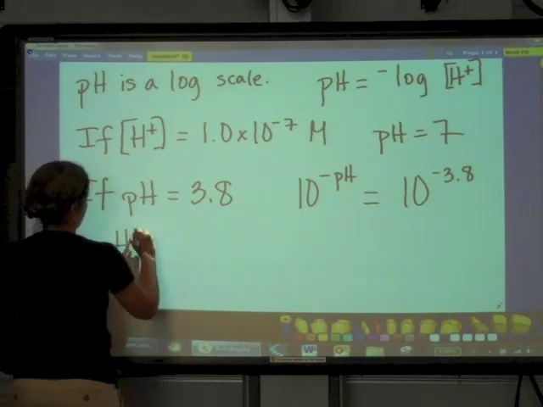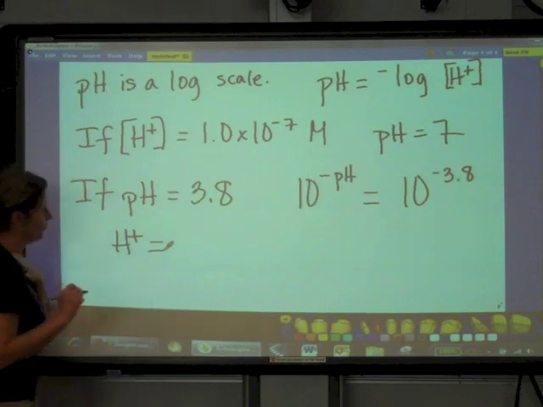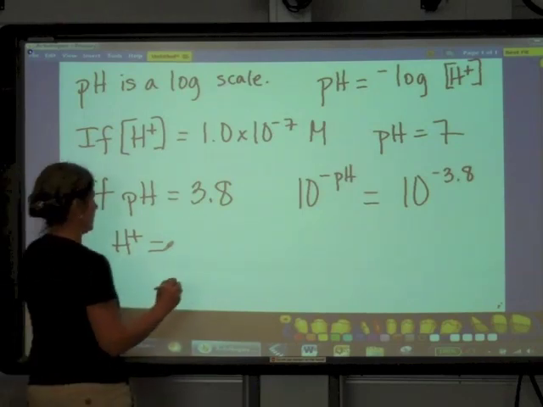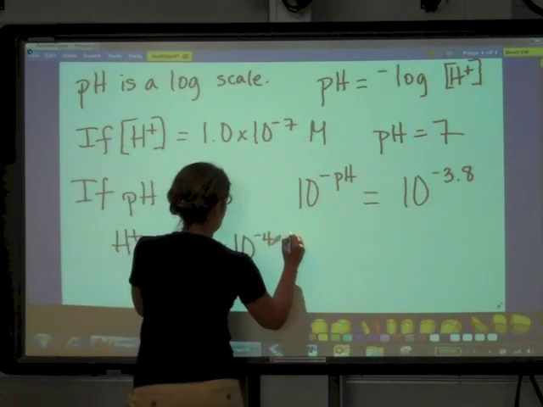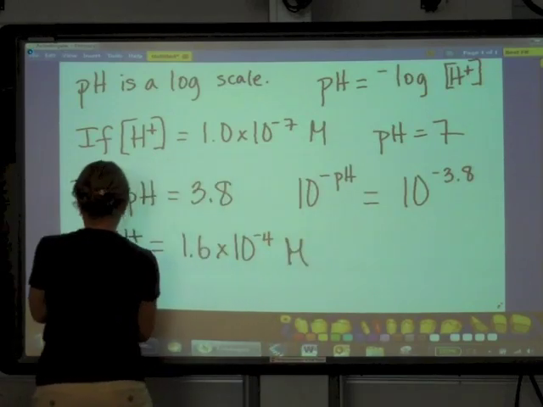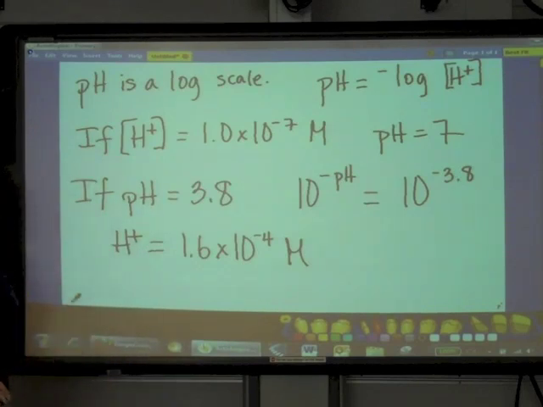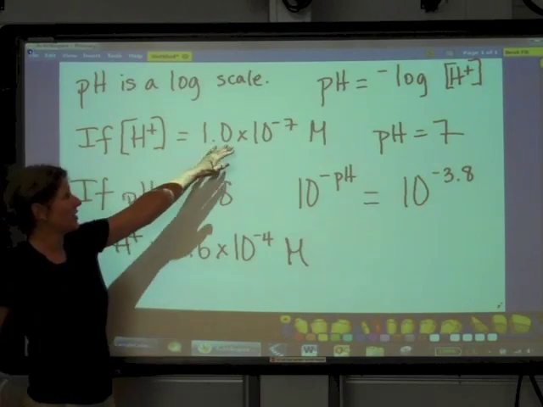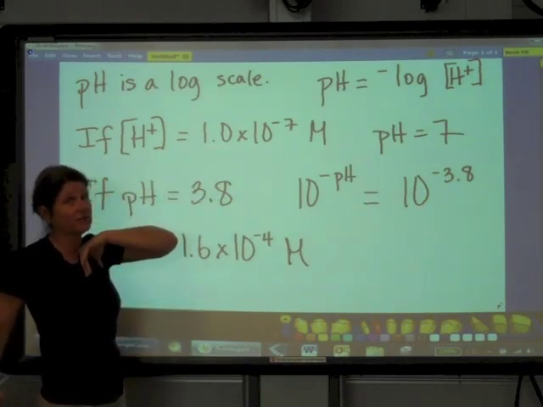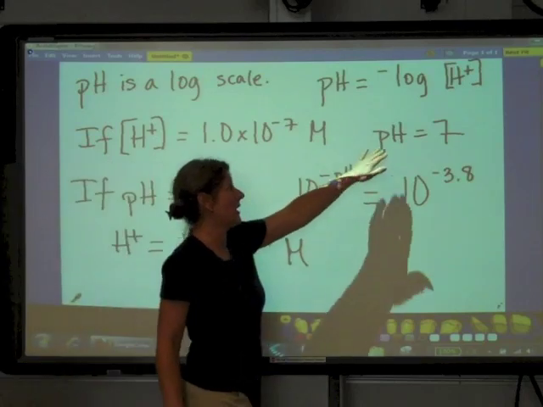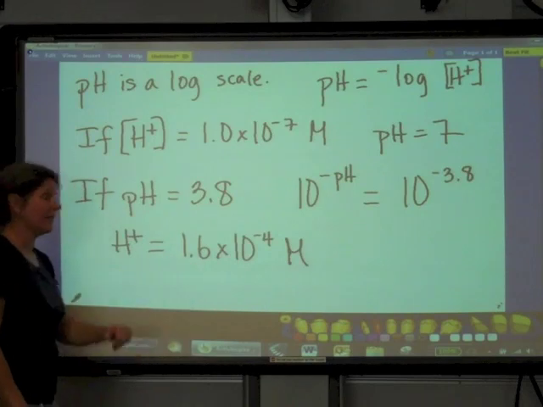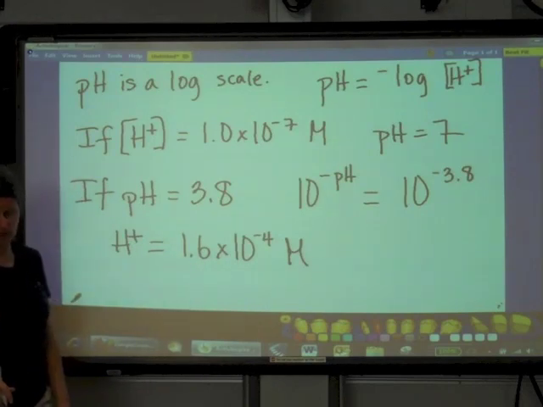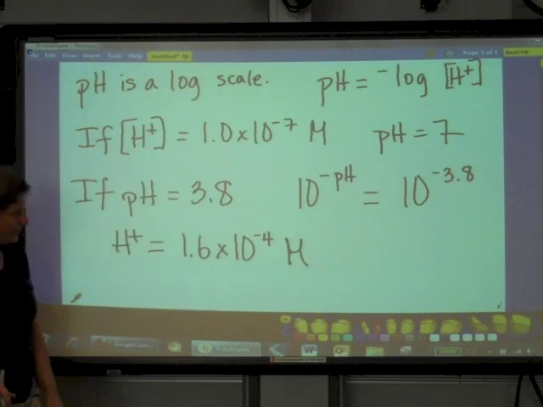The hydrogen ion concentration should be equal to 1.6 times 10 to the minus 4th molar. It's real important that you're able to do these things. So if you are given the hydrogen ion concentration, can you convert that to pH? And if you're given a pH, can you convert that to the hydrogen ion concentration?